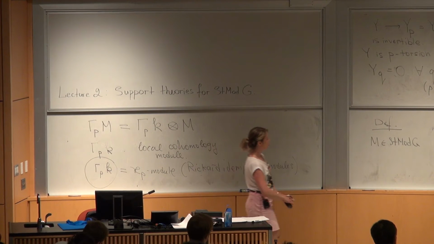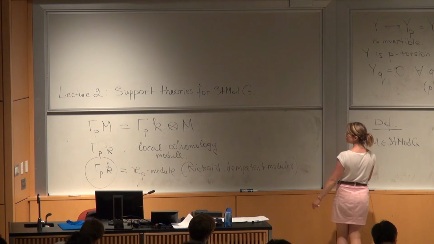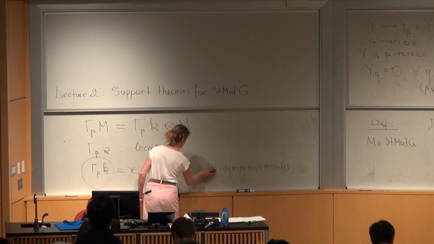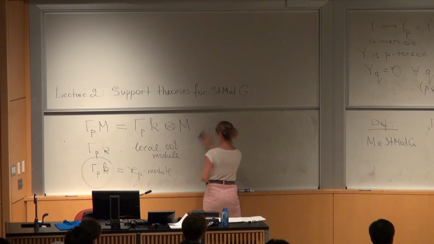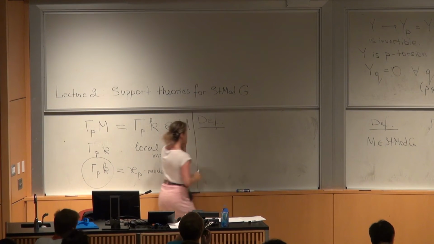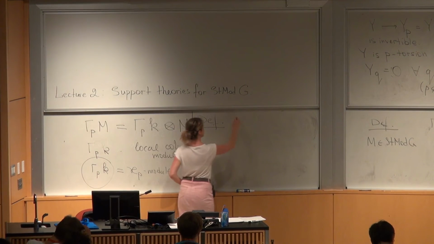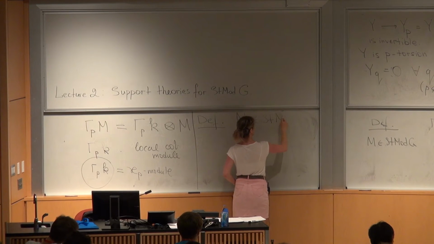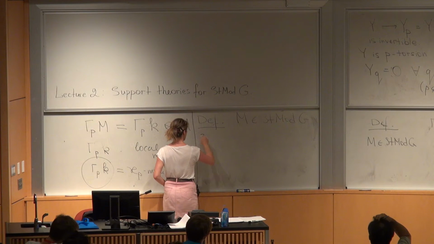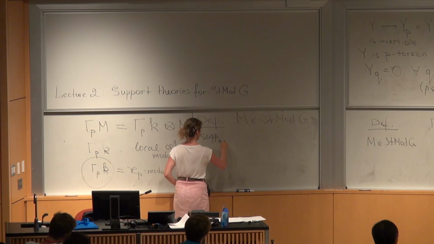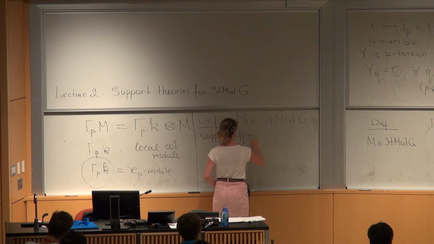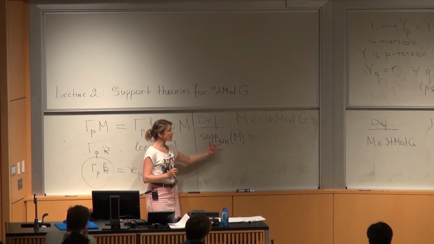Now I can define what is the support of a module. Again, I take any module in my stable module category, then the support defined by Benson, Iyengar, and Krause, so I'll call it the BIK support of M. So this is an invariant which we are going to construct inside our space X.